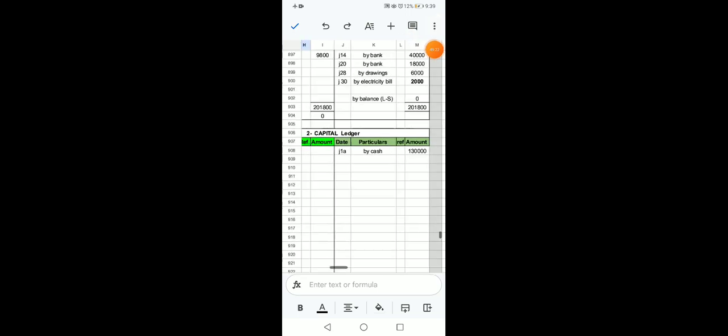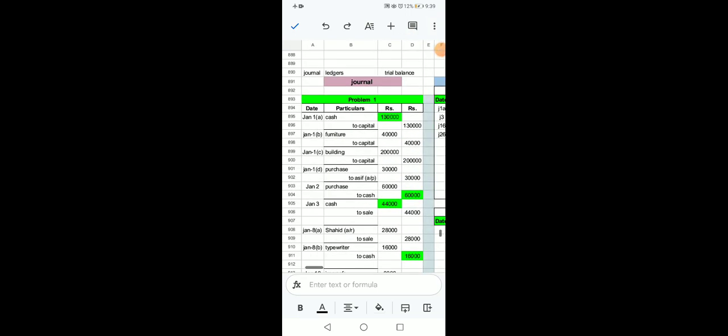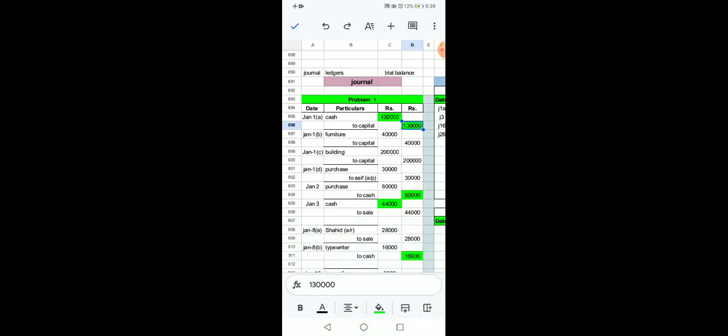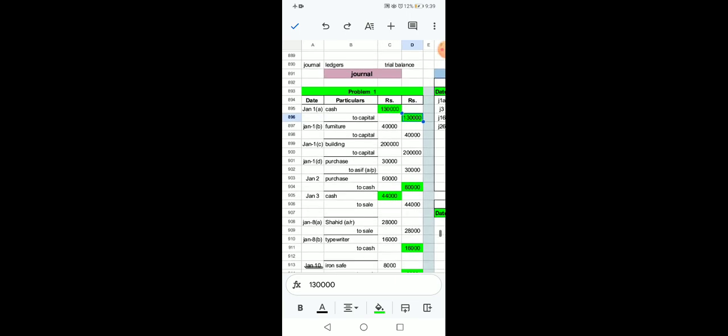So 130,000, first entry is completed. Capital was in the ledger. Mark it as done. Now you can see that both amounts on 1st January in this journal entry have been posted. It means this entry is 100% completed and we no longer need to give any attention to this entry. Both amounts are posted in our ledger. This is the way you can increase your level of satisfaction in doing the question.